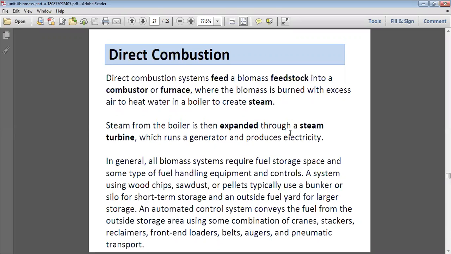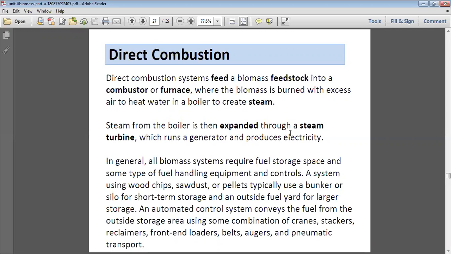And if we are to preserve them, or we have to store them for a longer period of time, and that too in bulk quantity, then an outside fuel yard is required for the storage of this. Depending upon this, we have a space requirement, or we use a silo or a bunker, because the storage of biomass is required if we need a continuous supply of biomass for treating it and getting the energy out of it.